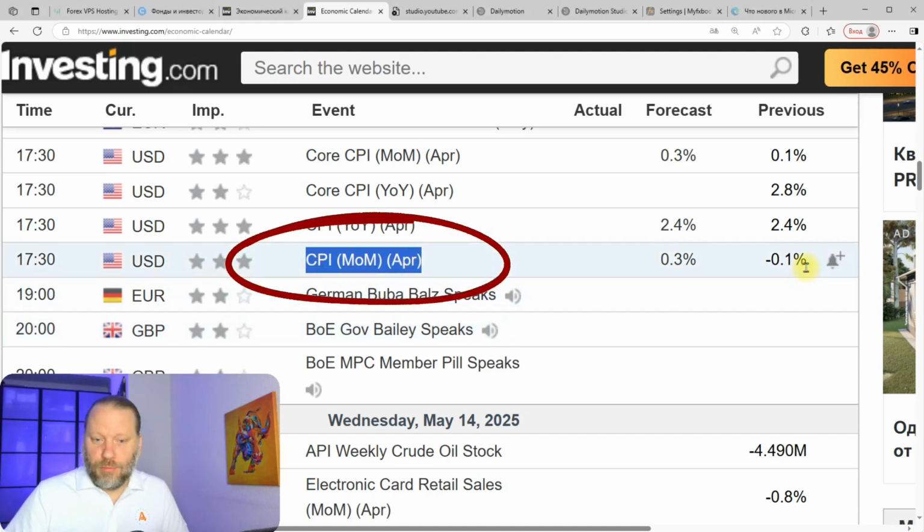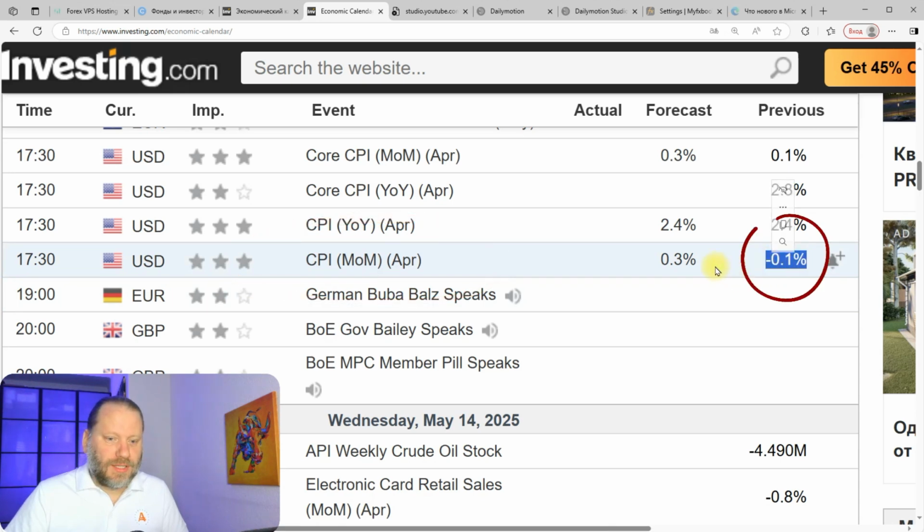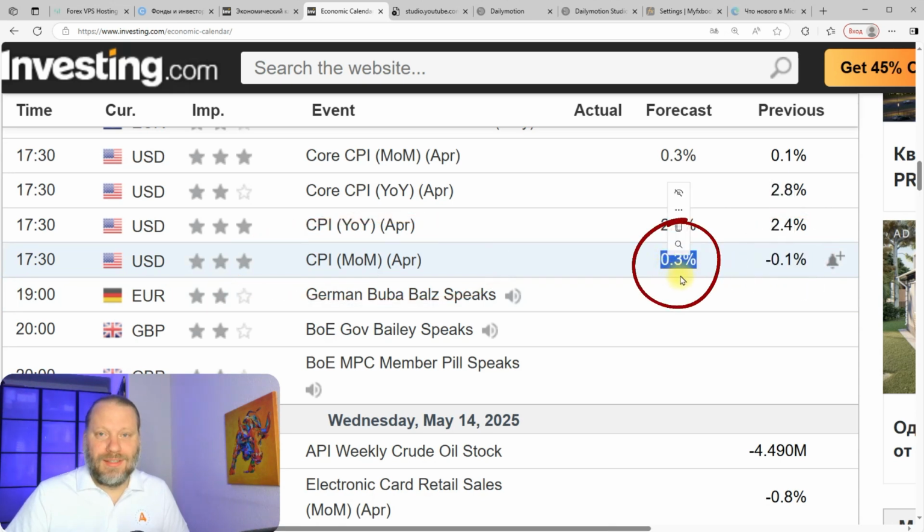Look, on Tuesday, May 13th, there will be news about the consumer price index in America, and the previous value was minus 0.1% and the forecast is about 0.3%. That's good news for the dollar. It means that the dollar at the moment of this news release, if the news is confirmed or will be even better than predicted, is likely to grow in the moment by several tens or even hundreds of points. Therefore, it is better not to miss such news.